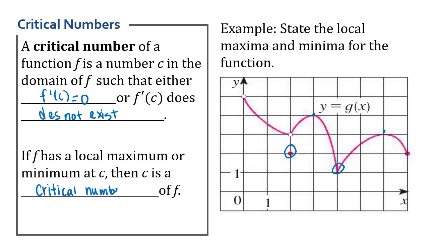So again, if you go back to that first graph and then look at the second graph, which I have on the screen, those local maximums and minimums happen when the derivative was undefined, and then also when the function had a derivative of 0.